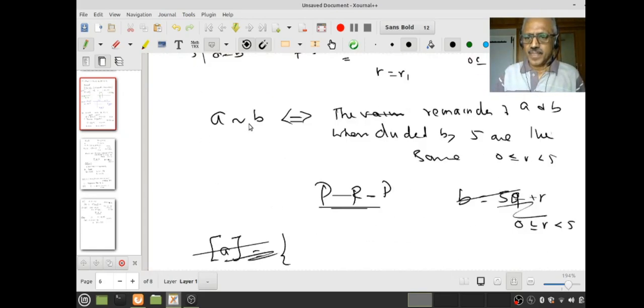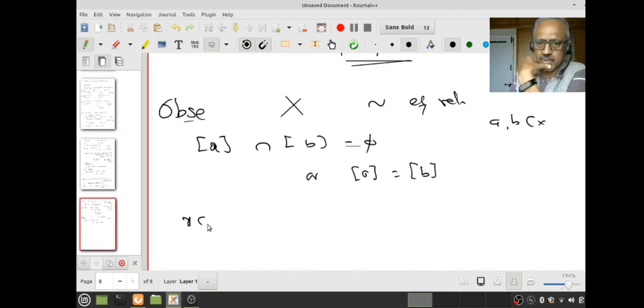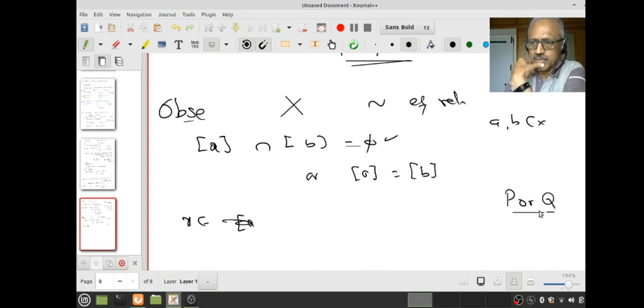Please understand, this is very easy. If this is empty, there is nothing to prove. So either this must happen or this must happen. P or Q, this is logic. When is P or Q true? If one of them is true. If P is true, then P or Q is true. Suppose P is not true, then what should I prove? I should prove Q is true. Do you see the logic?